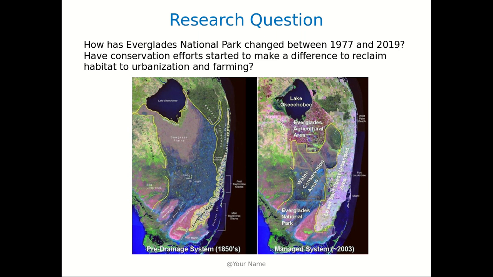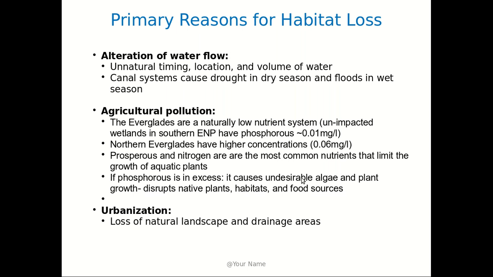and urbanization and farming. As you can see in the picture, the Everglades used to be significantly larger, and you can see Lake Okeechobee has taken a toll as well. The primary reasons for habitat loss are alteration of water flow. The canal system will bring water to where people want it, so it will cause drought in dry season and floods in wet season, and the unnatural timing, location, and volume of water doesn't make the plants and animals happy for their normal mating seasons.